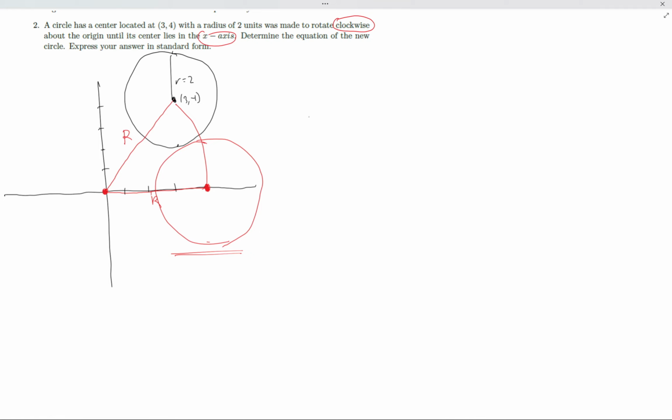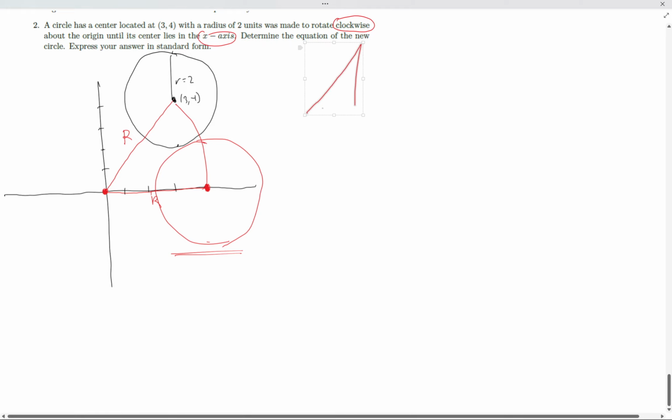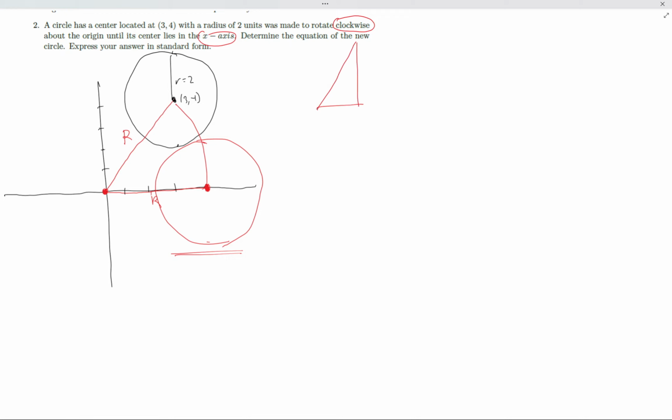But that is easily done when we consider that we can either draw a triangle or use the distance formula. In this case, I prefer drawing the right triangle right here, because it's a lot more obvious when you do that. Okay, this is the origin right here.